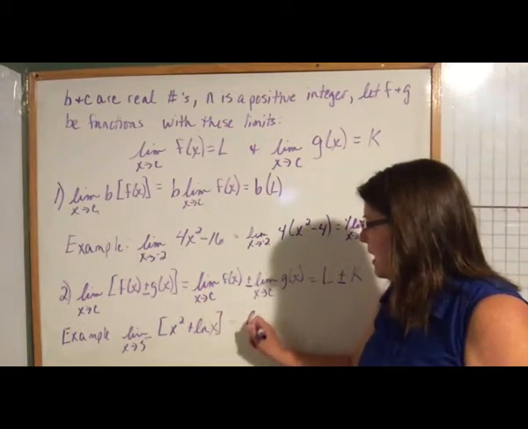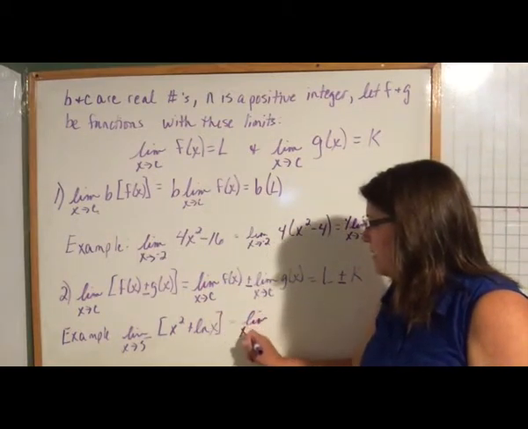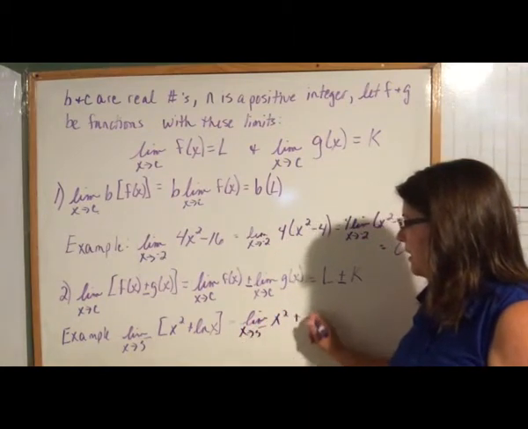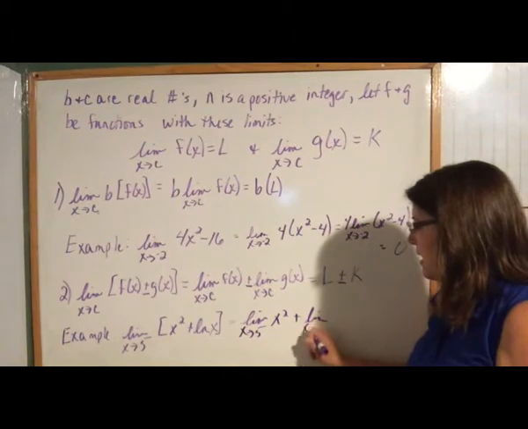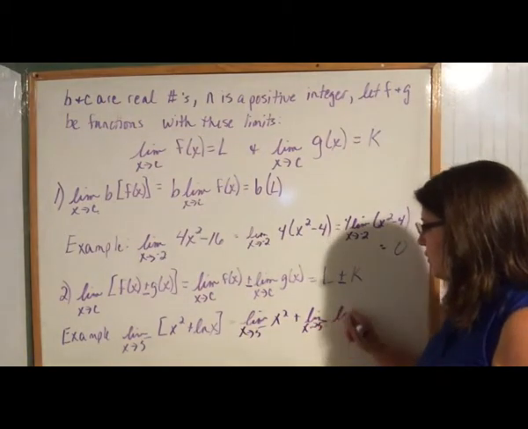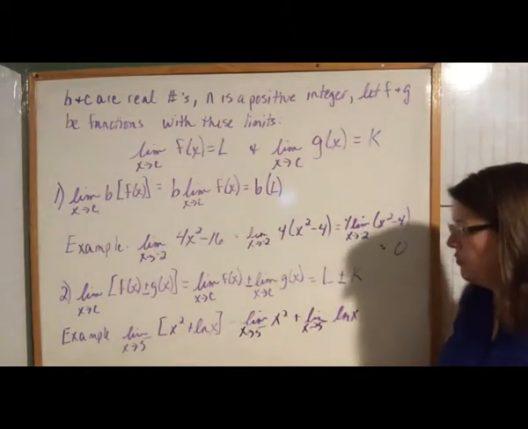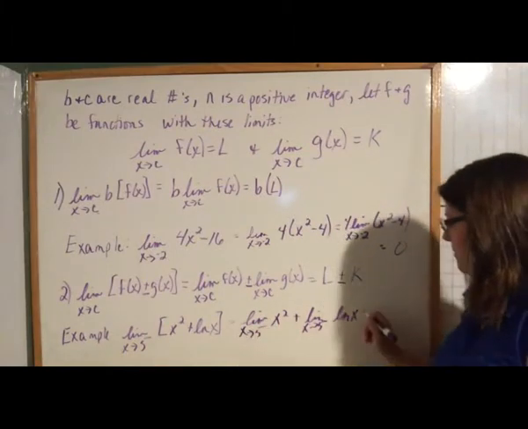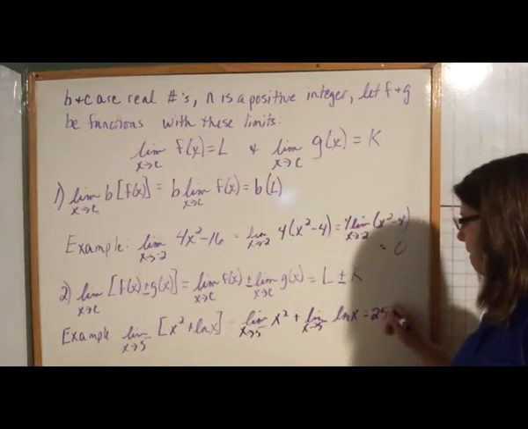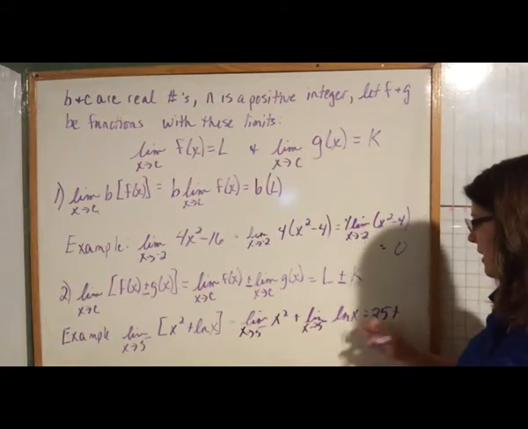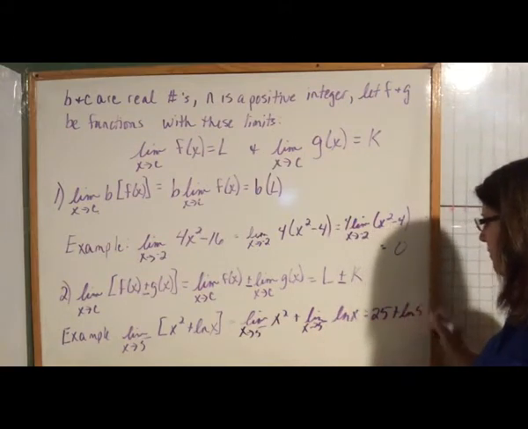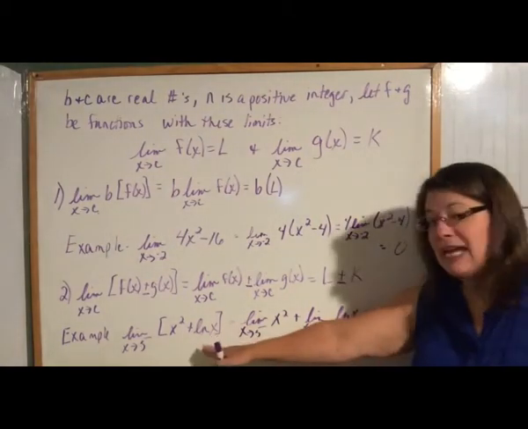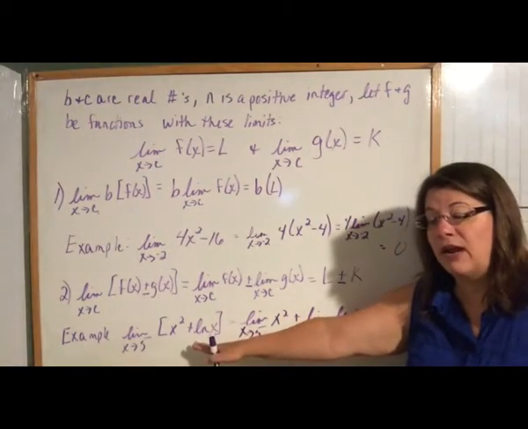That is the same thing as the limit as x approaches 5 of x squared plus the limit as x approaches 5 of natural log of x. Then I'm going to do direct substitution. So if I plug 5 in for x, I get 25. If I plug 5 in for x here, I get the natural log of 5. So the answer is 25 plus natural log of 5, which would be the same if you did direct substitution right away, right off the bat.